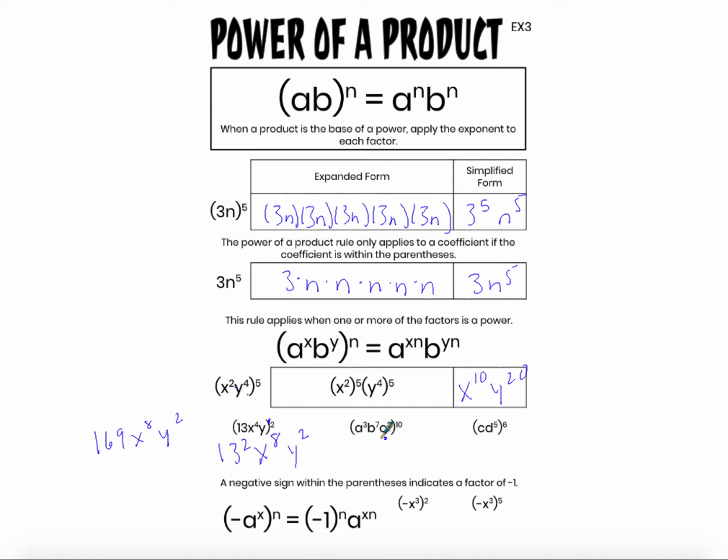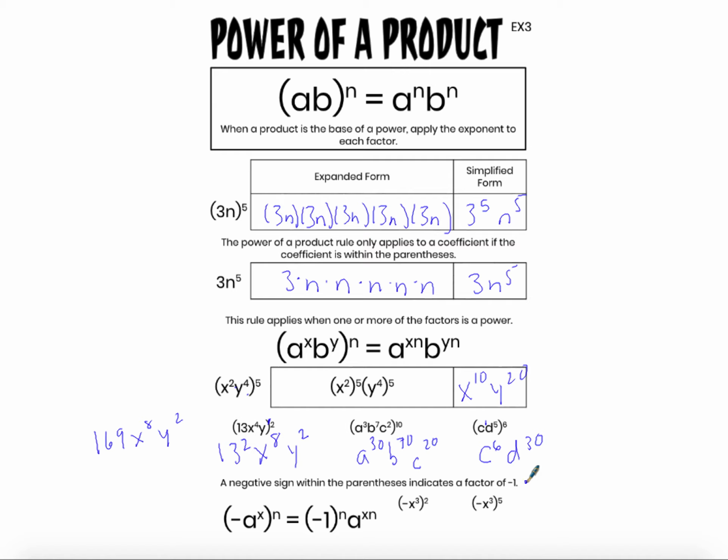Here, a to the 3 times 10, a to the 30th, so power rule for each factor. B to the 70th, and C to the 20th. Again, recognizing this invisible exponent of 1, C to the 6th, so 1 times 6, 6, D to the 5 times 6, D to the 30th.